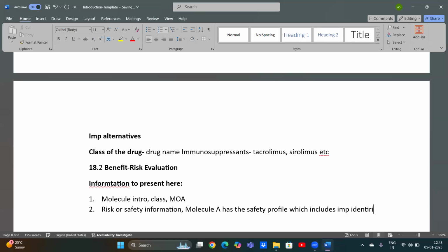important identified risks of whatever is there, and important potential risks of whatever is there. Okay. After that, what you will do?